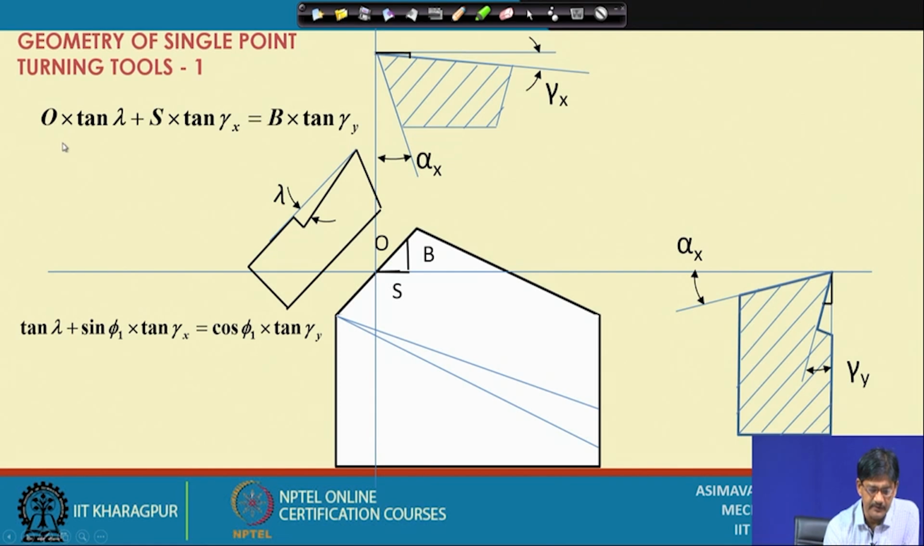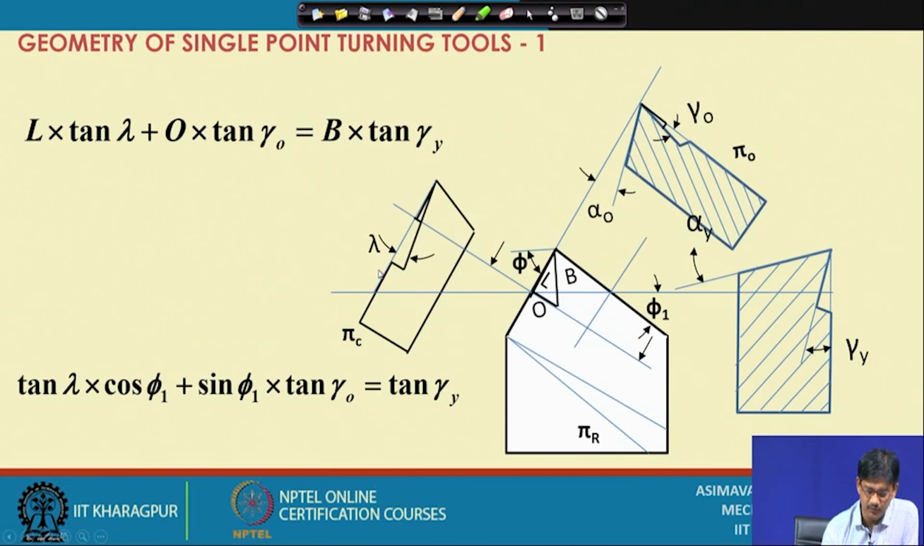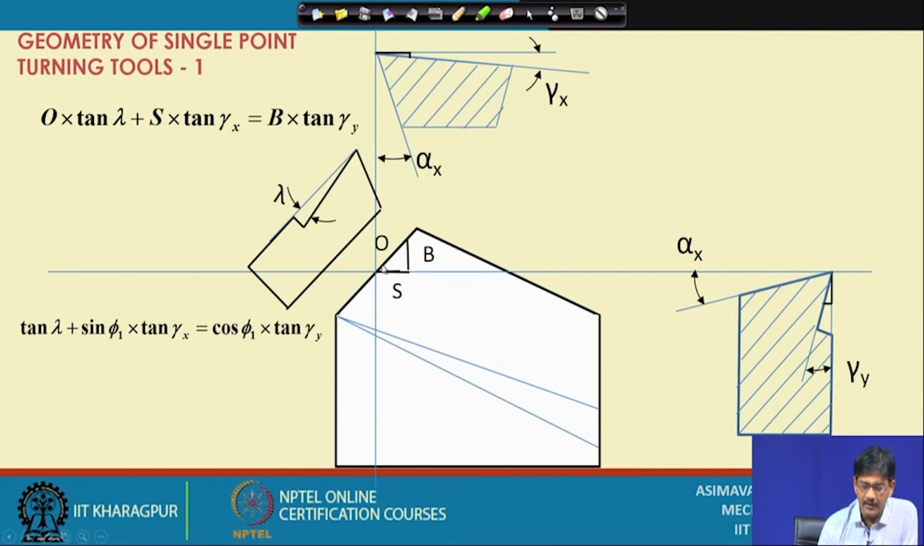So, let us consider this particular relationship O tan lambda. O tan lambda gives us the distance we are going down along this direction. Assuming that lambda is positive, this is a downward movement. Now, assuming that the back rake angle is also positive, we will be going further down.